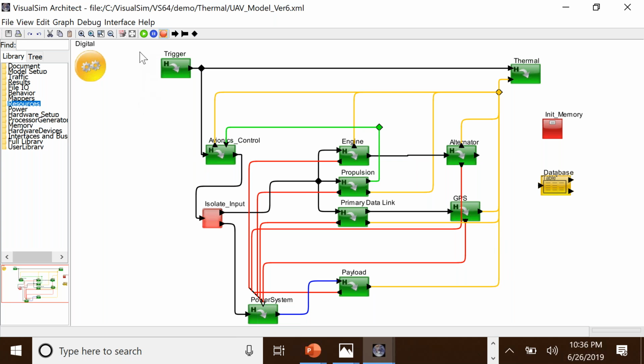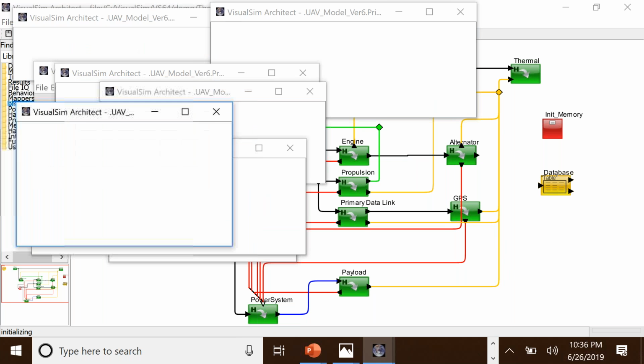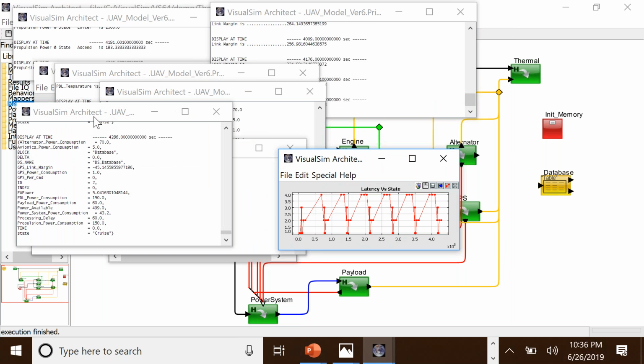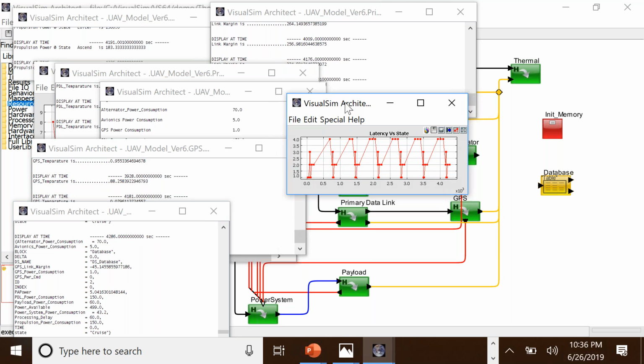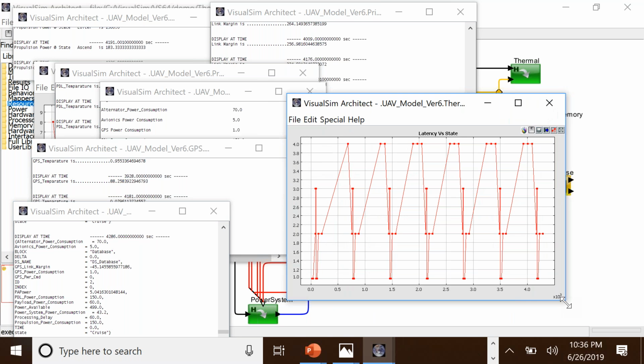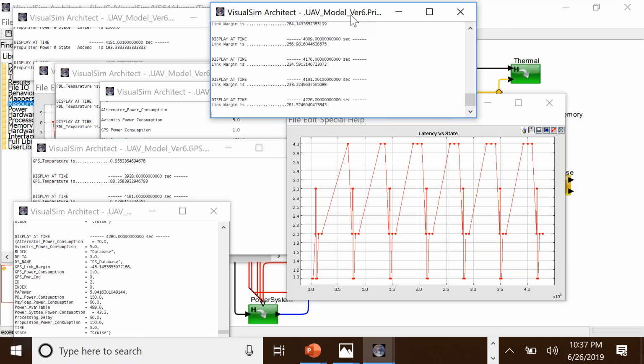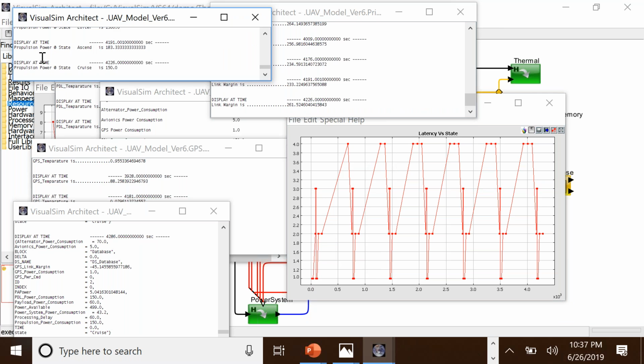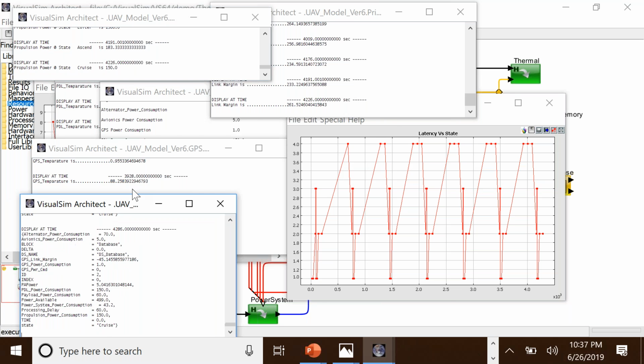What I'm going to do is first go ahead and click on the Go button. And we're going to see a variety of statistics that are going to pop up. Right here, for example, is the latency by state. By state meaning the ascent, cruise, loiter, and ISR. You can see how much time it took in each one of those states. So you can notice that it's pretty constant in this particular design. You can also take things like what's the link margin for the RF signal, what is the power consumption.